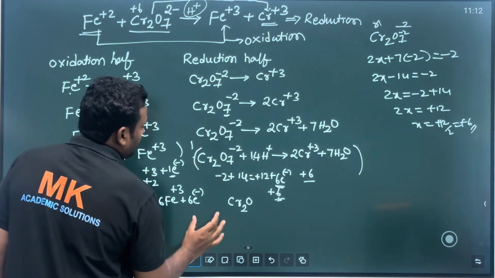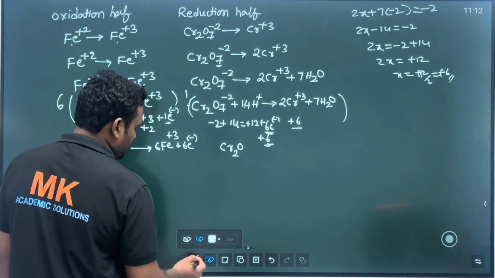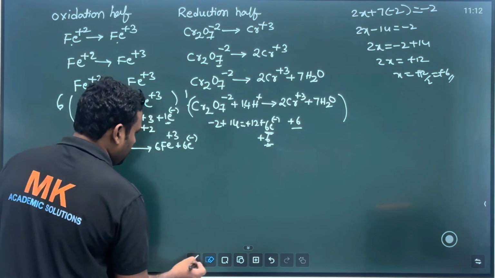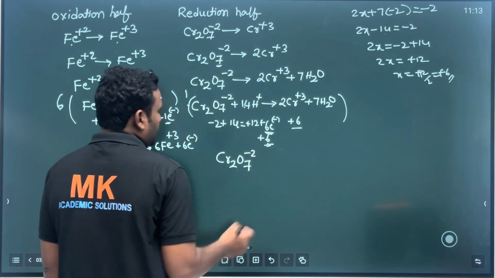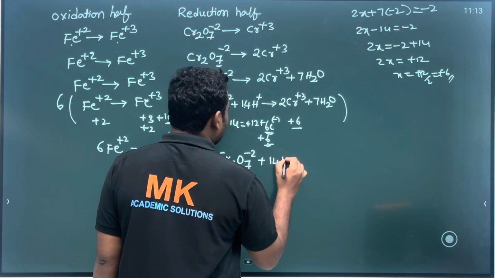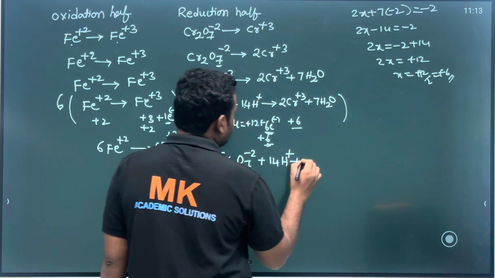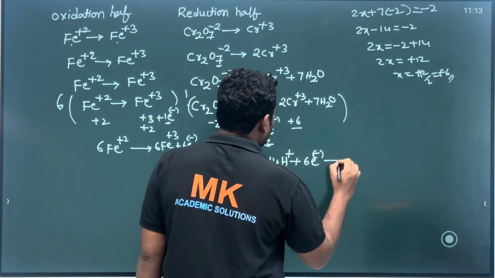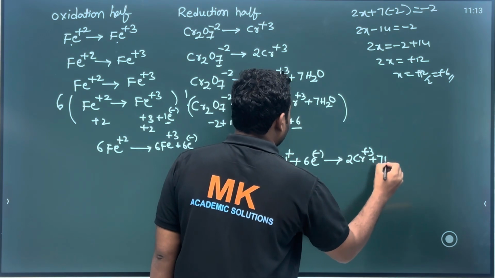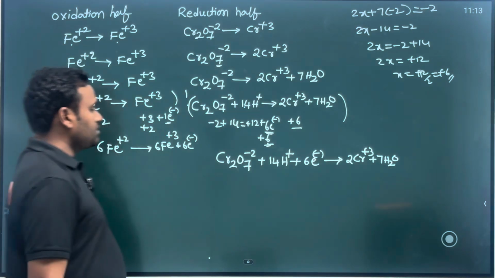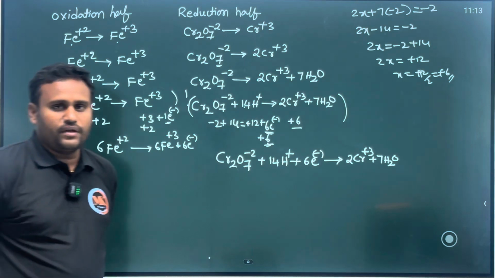Cr₂O₇²⁻ plus 14H⁺, plus 6 electrons that we added now, gives rise to 2Cr³⁺ plus 7H₂O. Now here we have the oxidation half reaction and the reduction half reaction.